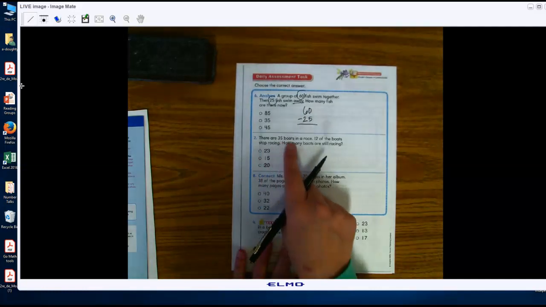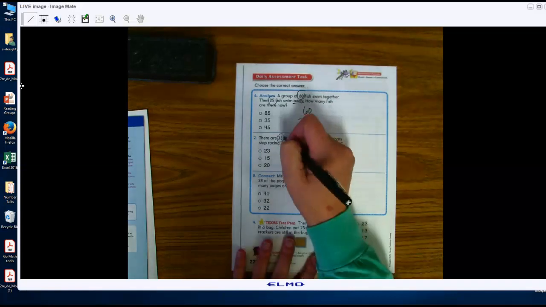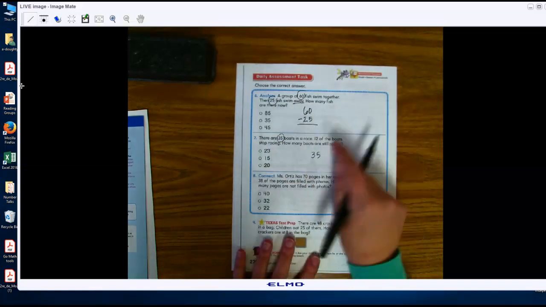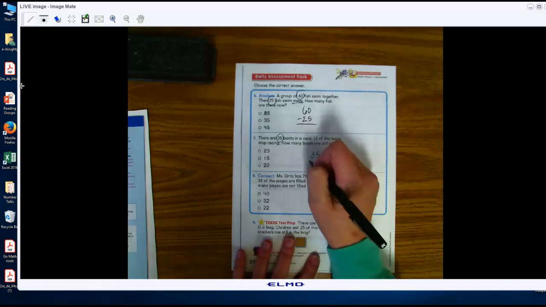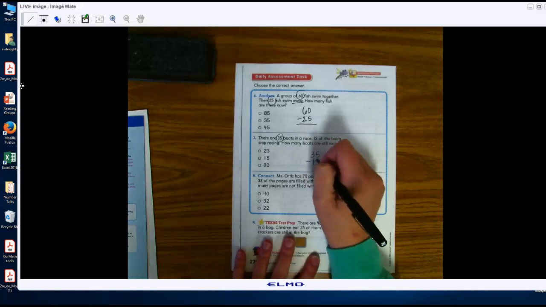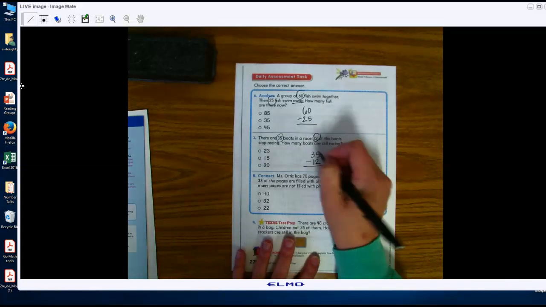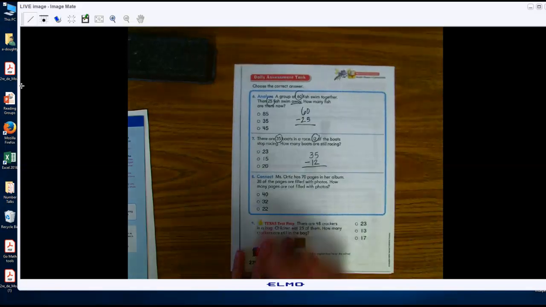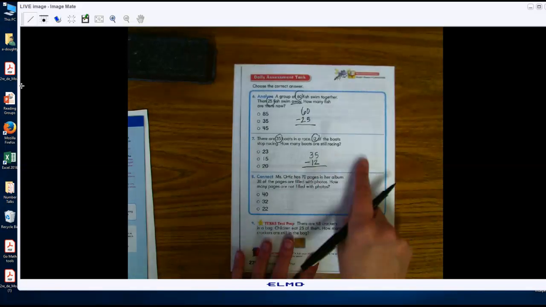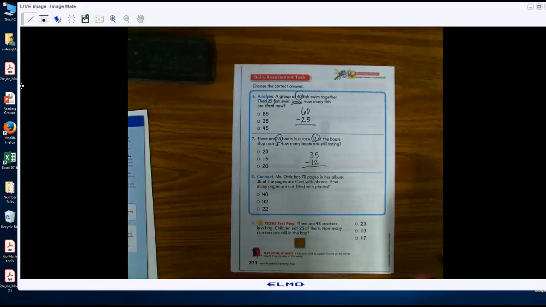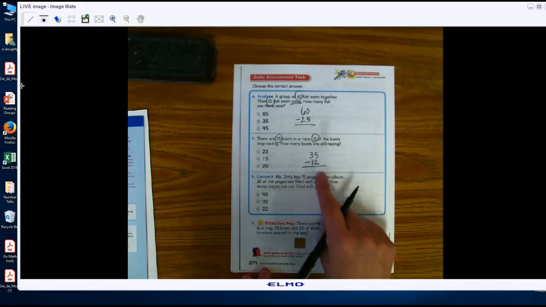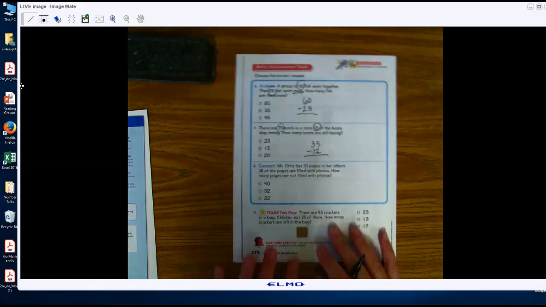There are 35 boats in a race. 12 of the boats stop racing. So I want to know how many are still out there. So if 12 stop, take them away, it'll tell me how many are still racing. So you can either just show me the math here or draw a picture, or you can draw a tape if you want to. Whatever you'd like to do, but you do have to at least show me the math sentence and you doing the work and then filling in the answer.